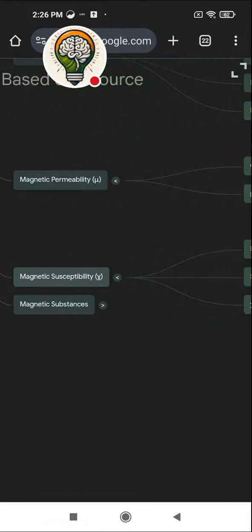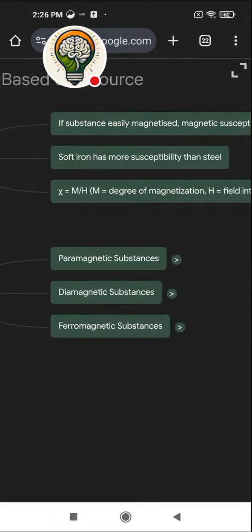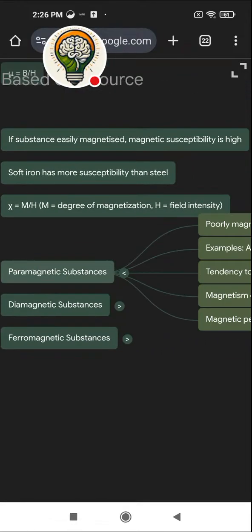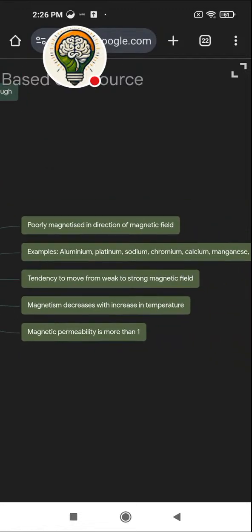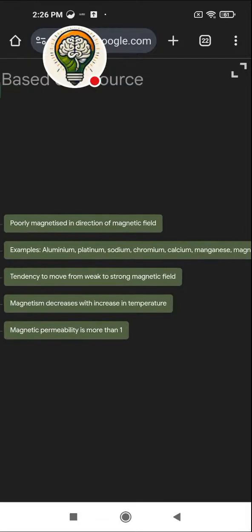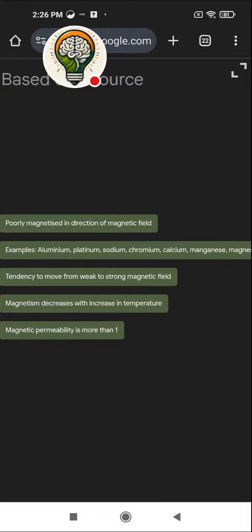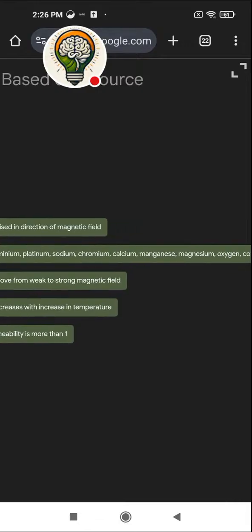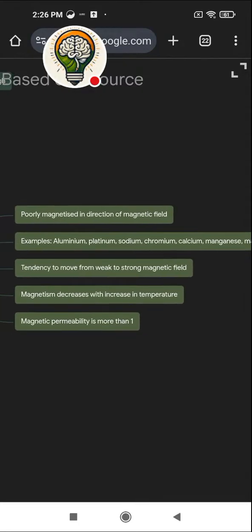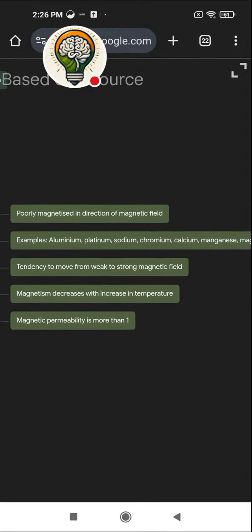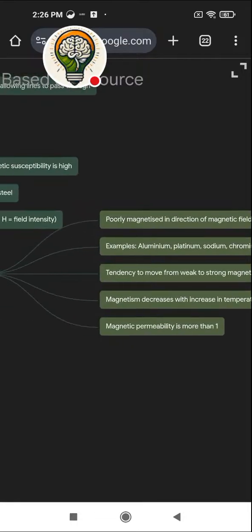Then the magnetic substances. The paramagnetic substance is poorly magnetized in the direction of the magnetic field. Examples: aluminum, palladium, sodium, chromium, calcium, magnesium, manganese, oxygen, copper, and tungsten. It has a tendency to move from a weak to a strong magnetic field. Magnetism decreases with an increase in temperature, and magnetic permeability is more than 1.